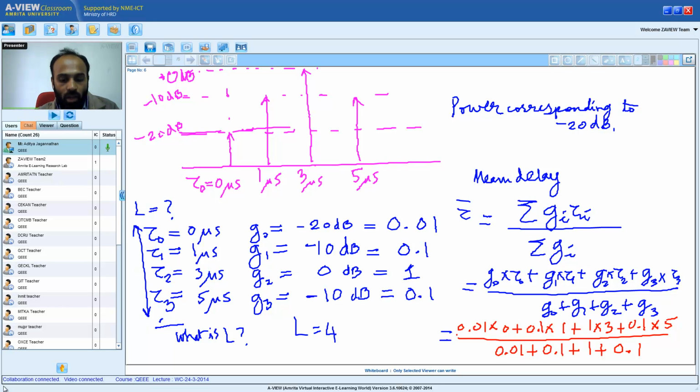Well, we have not said which corresponds to the line of sight path. Simply we are saying this is the power profile. It does not matter which is the line of sight path, which is the non-line of sight path. I hope that answers the question. That is 2.97 microseconds. Fine. That is the mean delay.